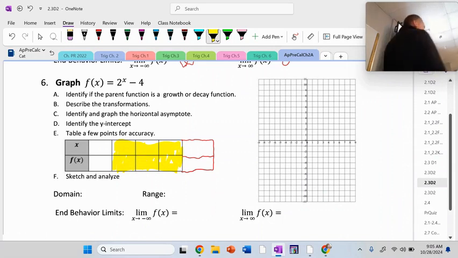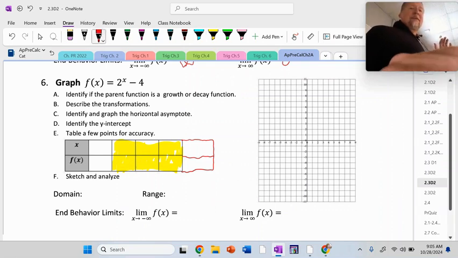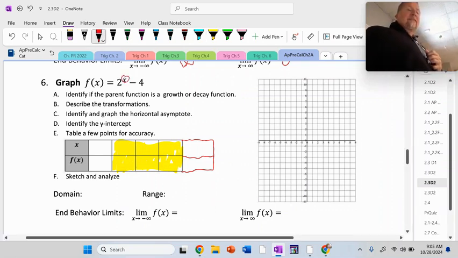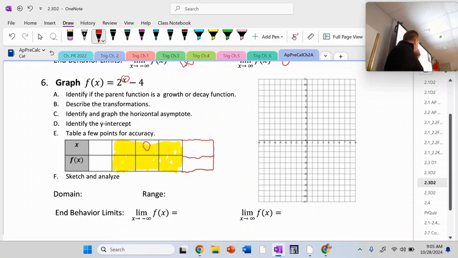Okay, what number should I plug in for the zero exponent rule? What number should I plug in for x to get the zero exponent? Zero. Okay, seems like a trick question. This means I don't have a right or left shift. And then what's 2 to the 0 power?